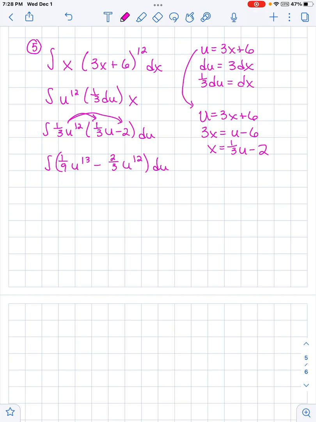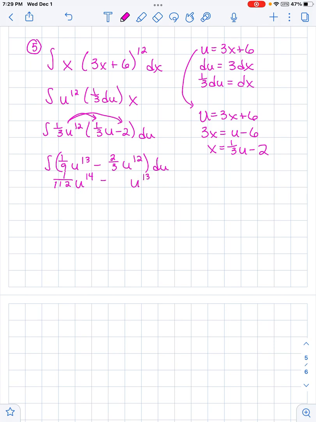Even though this looks scary, now it's just power rule. I'm going to work backward from each of these separately. So I'll start with 1/9 u to the 13th. First, I'll add 1 to that exponent, so that's u to the 14th. Then I need to divide 1/9 by 14. That's 1 over 9 times 14, so that will be 1 over 112, I believe.